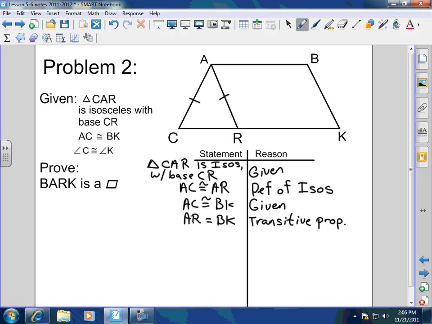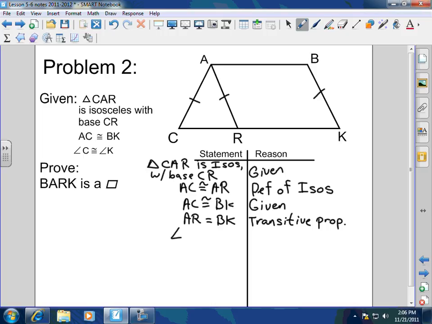So basically what happened here? We know that AC was congruent to AR, no problem. AC was congruent to BK, given. And now we know that AR is congruent to BK. Does that make sense so far? Okay, now let's go for the angles. What do we know?